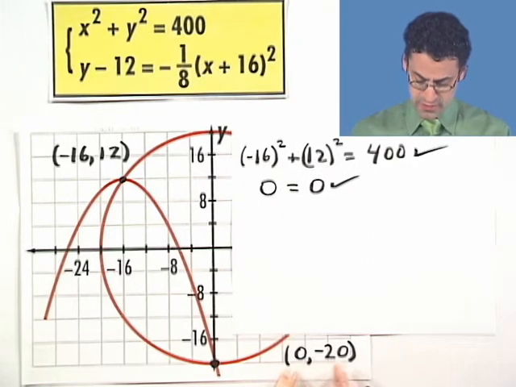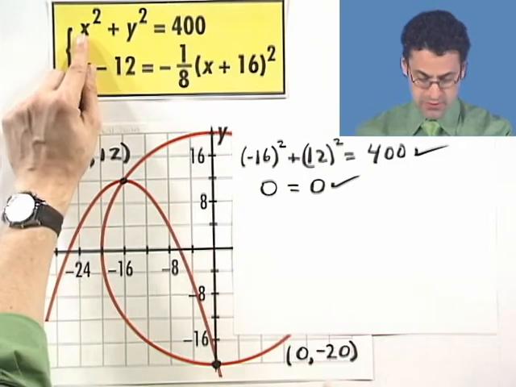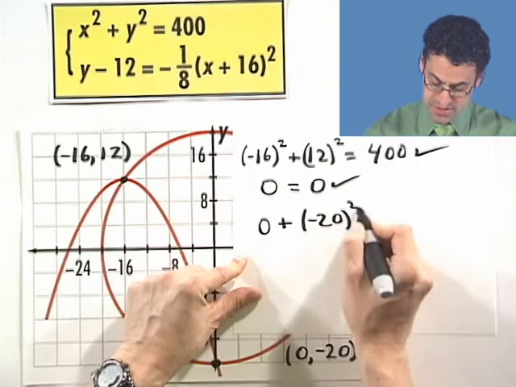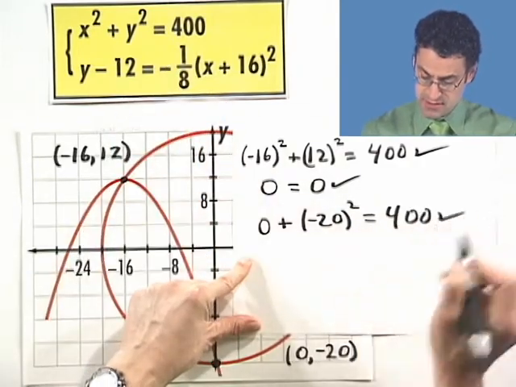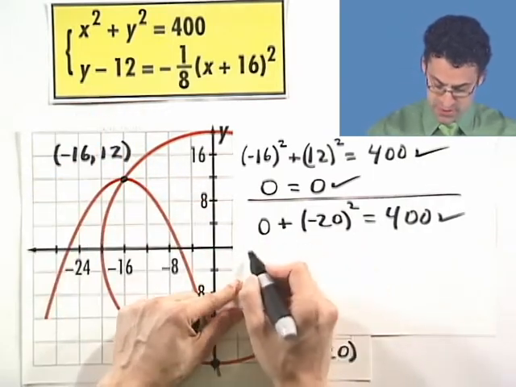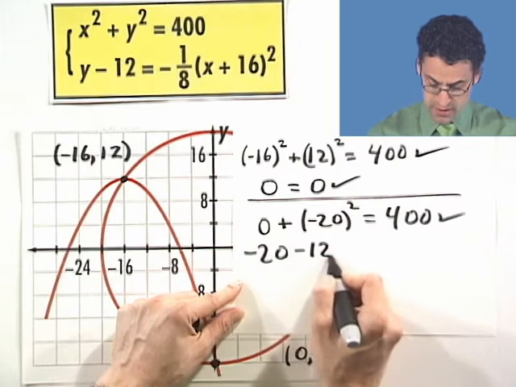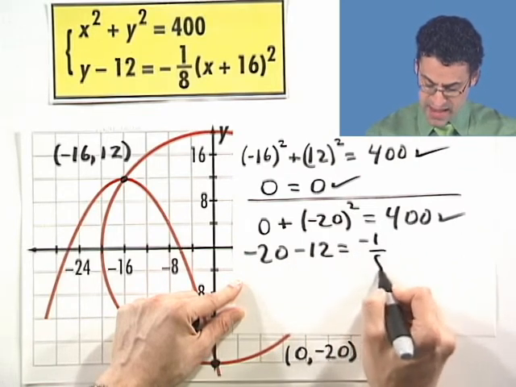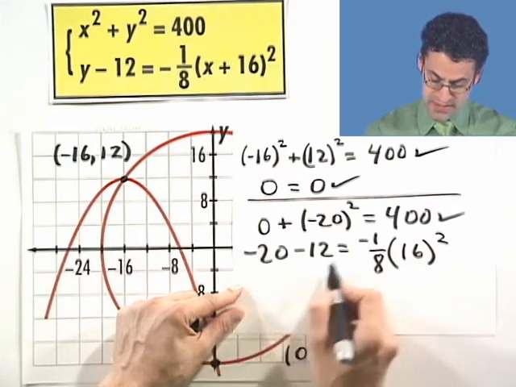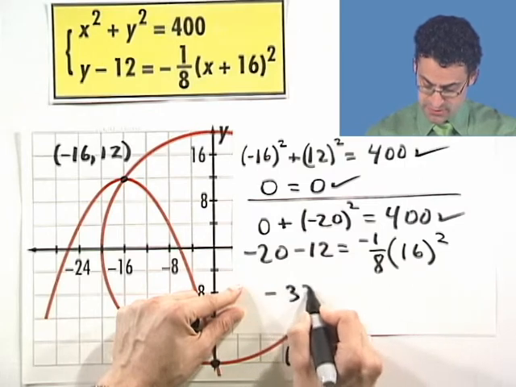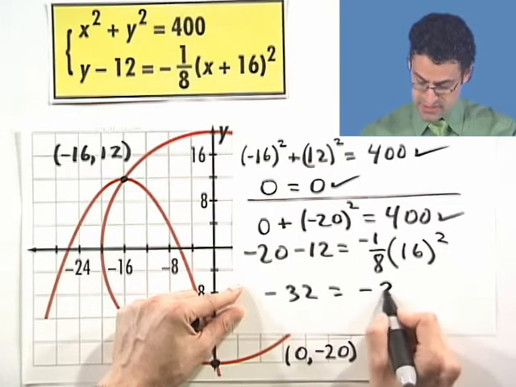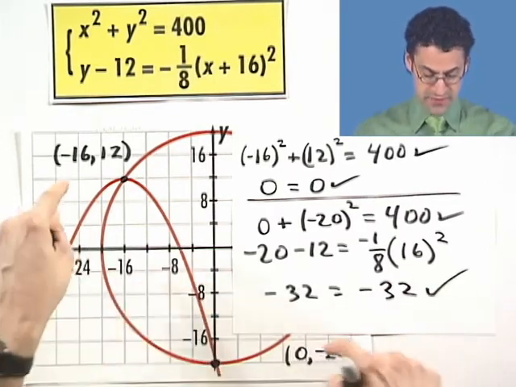When I let x equal 0 and y equal negative 20, that's 0 squared, which is 0, plus negative 20 squared, which of course is 400, and that does equal 400, so it checks. And what about the last thing? Let y equal negative 20, so I have negative 20 minus 12. Does that equal negative 1/8 times 16 squared? Well, on this side, we see minus 32. And when we square 16 and then divide it by 8 and put a minus sign in front, we do indeed see 32. So in fact, both of these check. Both of these are solutions.